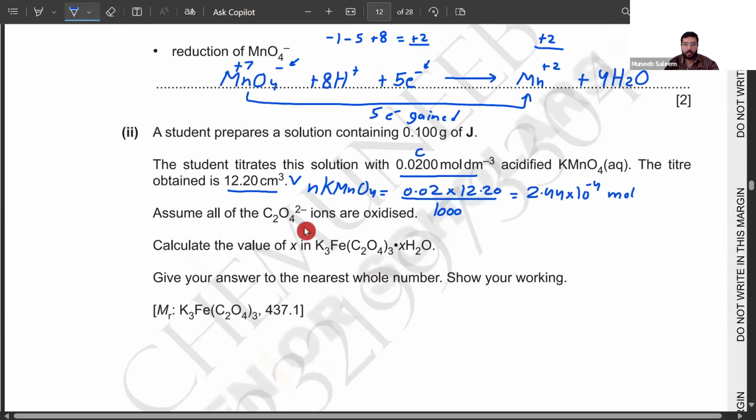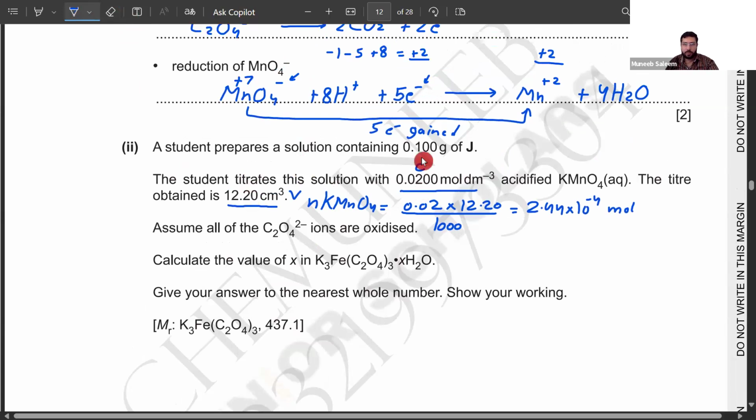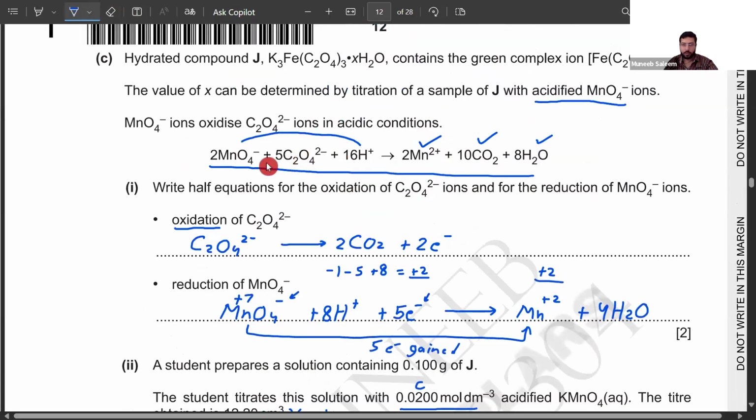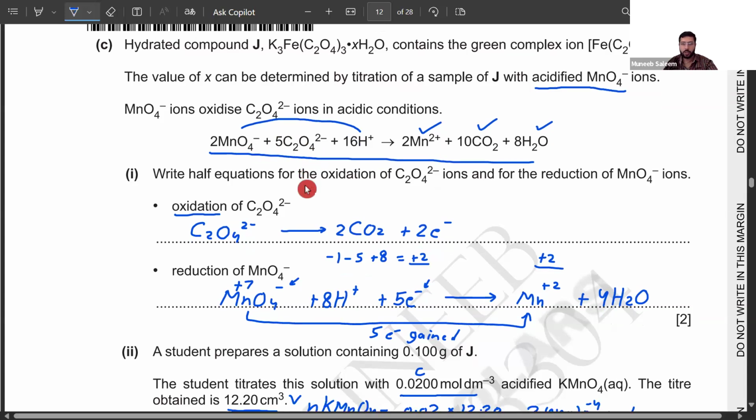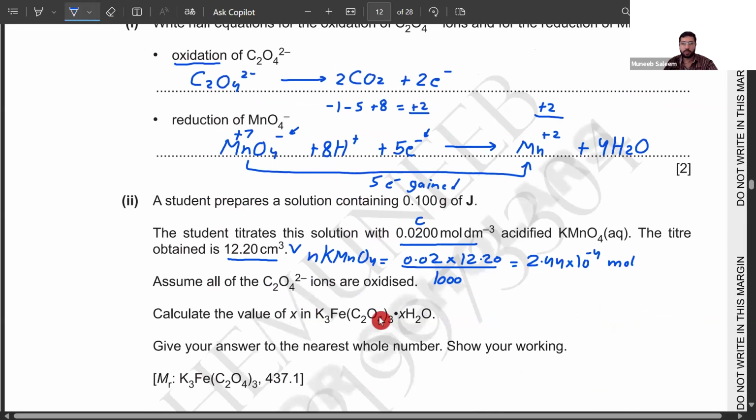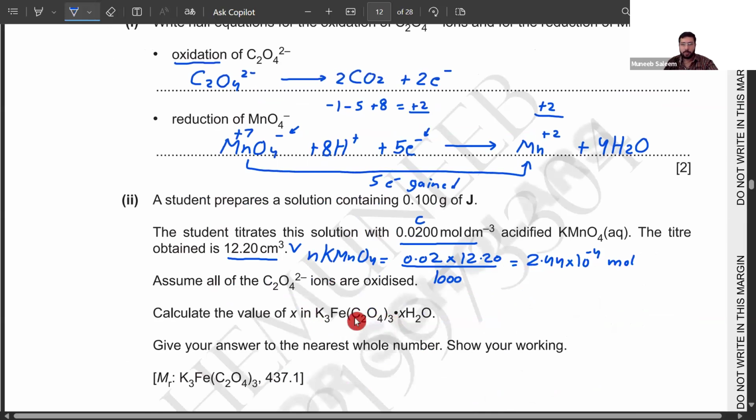Now the question is saying that the reaction is between potassium manganate and the ethanedioate ions, which means we have to consider this equation now. We have just calculated the number of moles of potassium manganate, and it reacted with C2O4 2-, ethanedioate. And we are supposed to find the value of X in the complex. For this purpose, we must know how many moles there are of ethanedioate ions. Only then can we compute the mass of the compound, and from there we'll find the value of X.